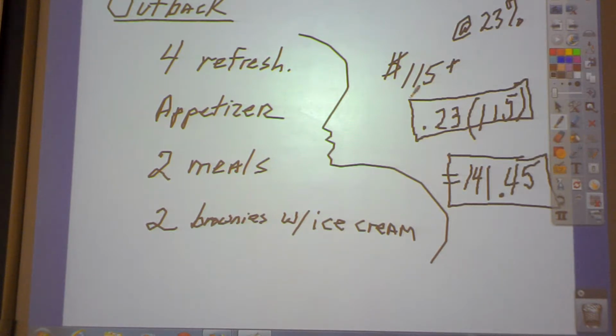Oh, it's just like you do tax. How do you do tax? You take 5% or whatever your sales tax is. I use the percent sign on my calculator.